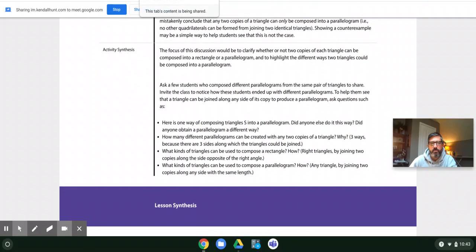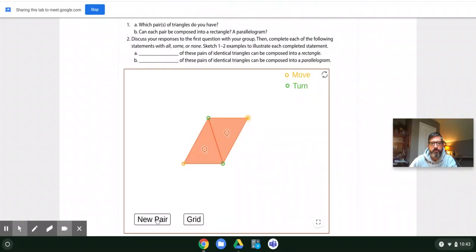So let's look at one more. R. So what do you think? Do you think we can compose a rectangle here? That's not a rectangle, but it is what? That's a parallelogram. How do we know? We've got equal sides. They're parallel. We've got equal opposite angles.